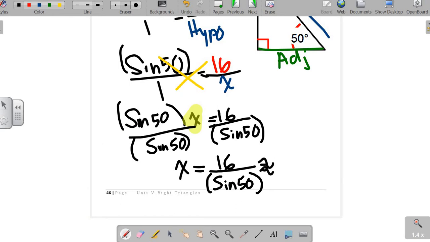So approximately 20.89, check for units, no units. So make a little mark: did you get this correct? Star, smiley. Didn't get it correct? I expect a note.